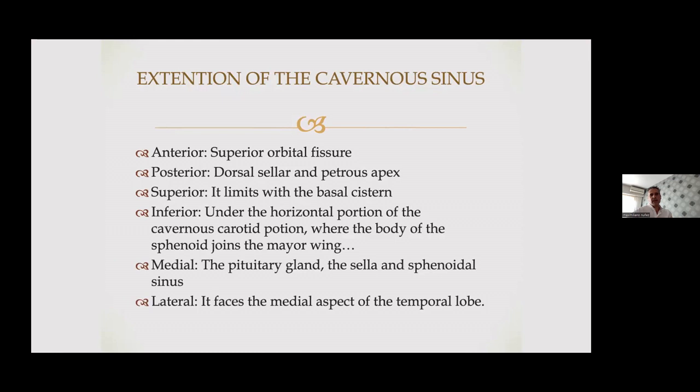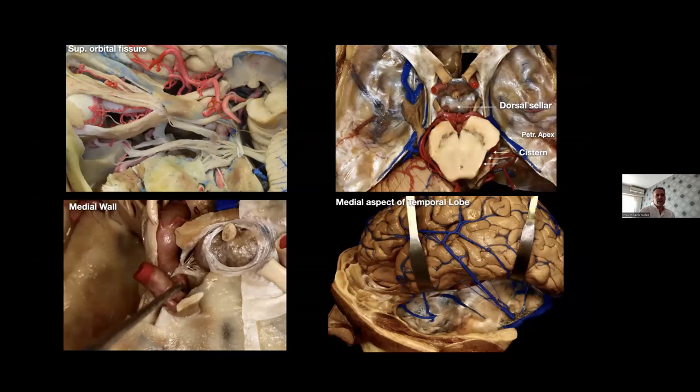Also, the lateral aspect of the cavernous sinus faces the medial aspect of the temporal lobe. Is the temporal lobe the limit of the lateral aspect of the cavernous sinus? No, because the temporal lobe is not part of it, of course not, but it's the limit. We talk about the limit with other structures outside the cavernous sinus, of course. So in the superior aspect of this slide, we can see the superior orbital fissure, in the lower part the medial wall of the cavernous sinus, and the relationship between the carotid clinoid ligament and the medial aspect of the pituitary gland.